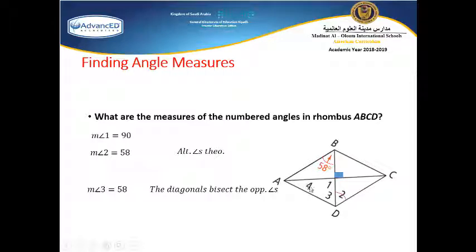To find the measure of angle 4, from the triangle that has given angles 1 and 3, and we said the measure of angle 1 is 90 and the measure of angle 3 is 58, then we can find the measure of angle 4 by subtracting the given angles from 180 to get that the measure of angle 4 equals 32.